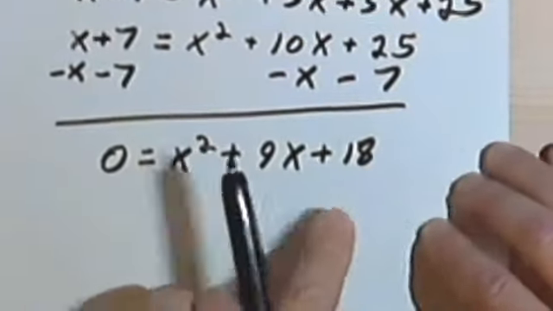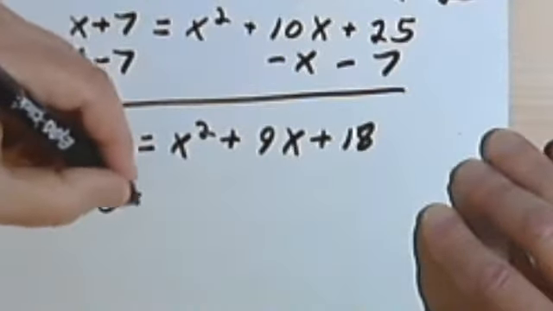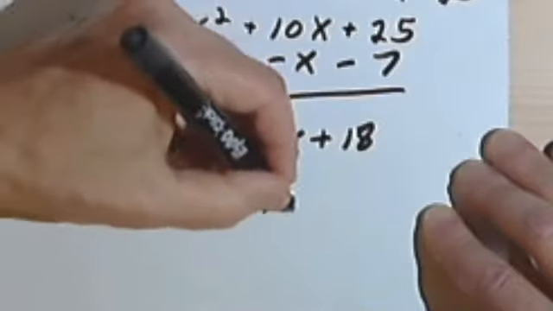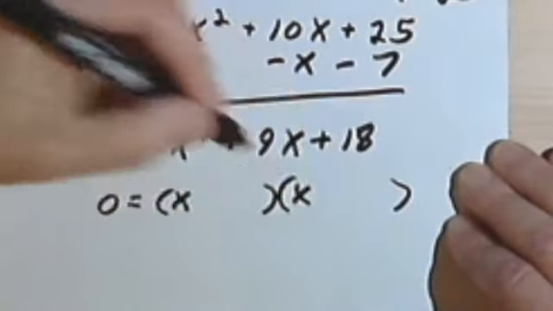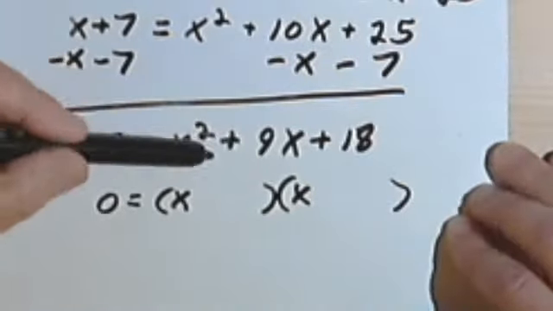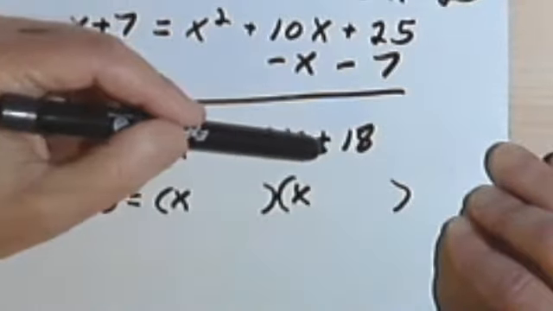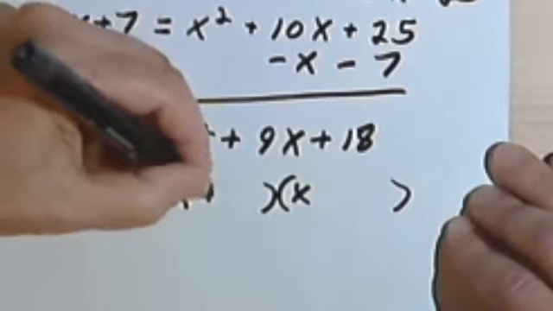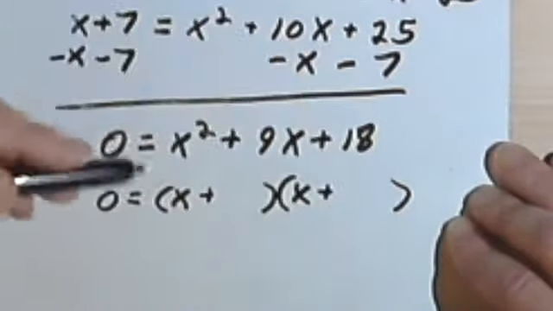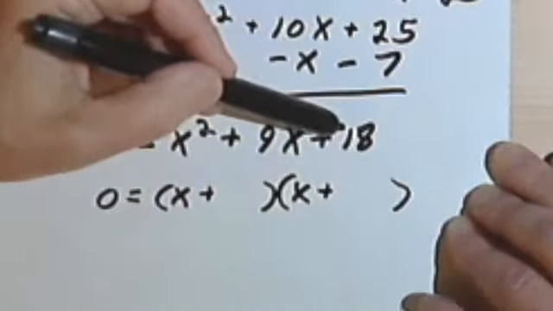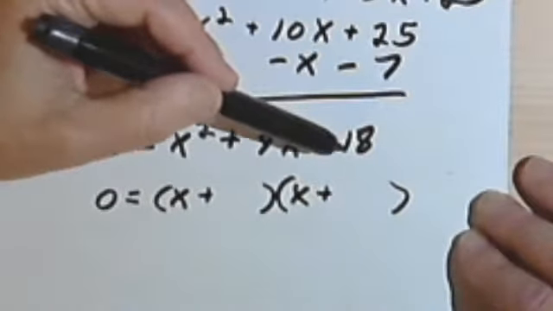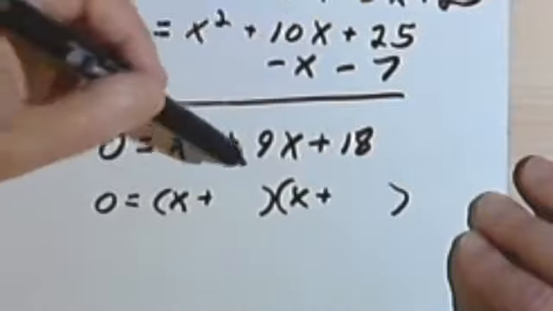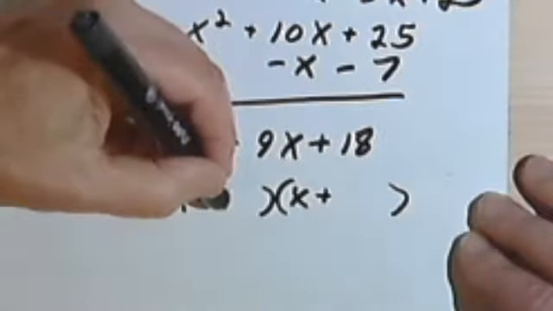I have to factor this now. So 0 equals, let's see. Well, I know I've got x and x. Looking at the signs, I see I've got a positive sign and a positive sign. So that means both of my signs are going to be positive. I've got an 18 over here, and I could make an 18 with a 6 and a 3. So 6 times 3 is 18, and 6 plus 3 is 9. So this will work.